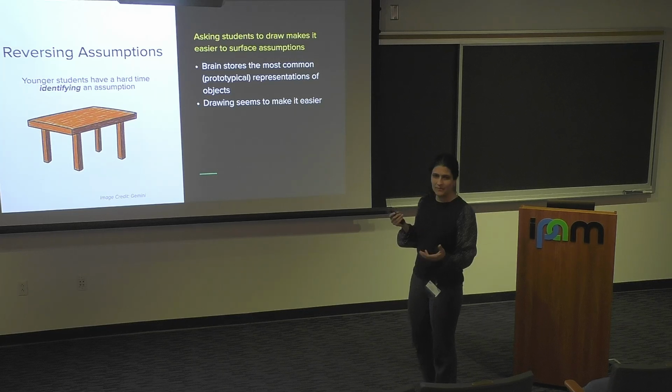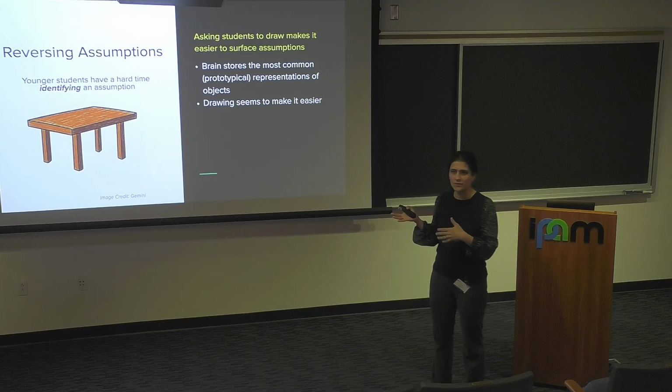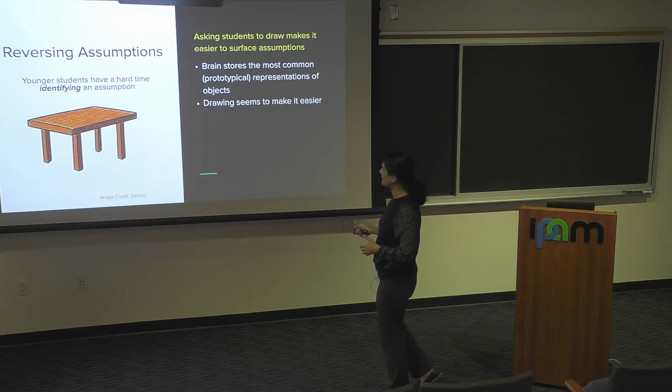The reason I think that happens is that the visual-spatial aspect of working memory is maybe not as fully developed in younger kids, so it makes it easier when they can draw the thing and see it.